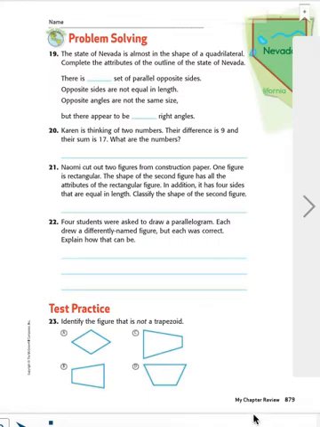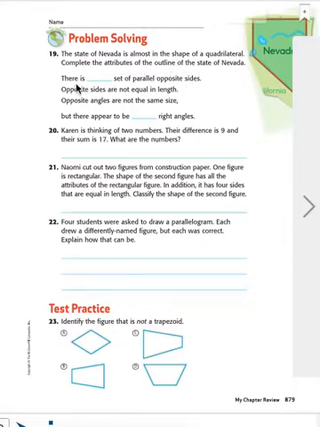Okay, here is our last page of the Chapter 14 review, which is page 879. Let's go ahead and start with 19. It says the state of Nevada is almost the shape of a quadrilateral. Now, in your book, I'm sure you can see it. It's kind of cut off in my recording here, but in your book, you can see the full shape of the state. Complete the attributes or the characteristics of the outline of the state of Nevada.